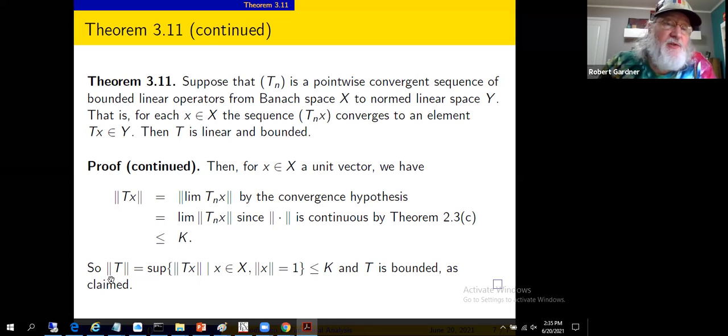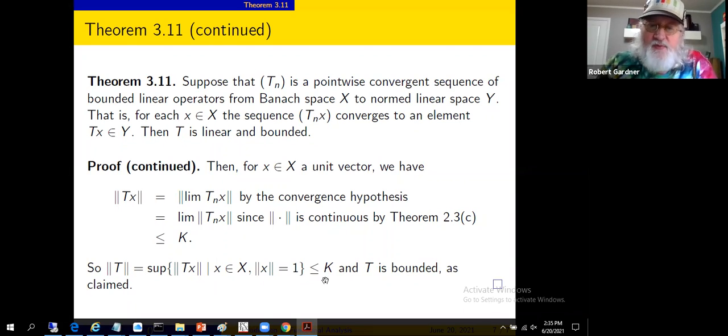So when we take the operator norm of T, we're trying to show now T is bounded, so it's time for the operator norm. The operator norm of T, that is the supremum of the norm of T of x, where x is a unit vector, must be bounded by K as well. Each of the elements of that set is bounded by K, so the supremum is bounded by K, and the operator norm of T is less than or equal to K, and that's boundedness of T as claimed.